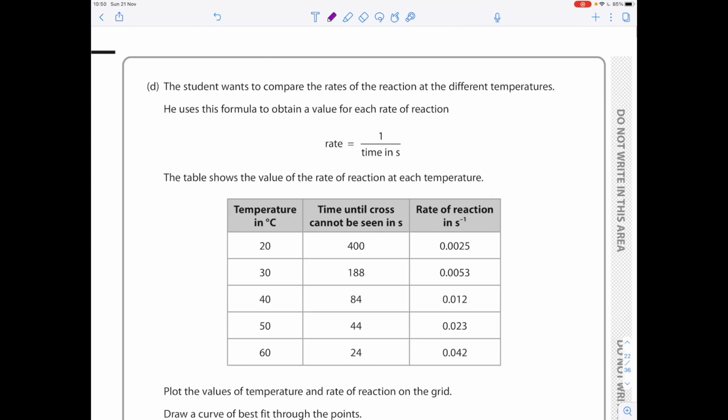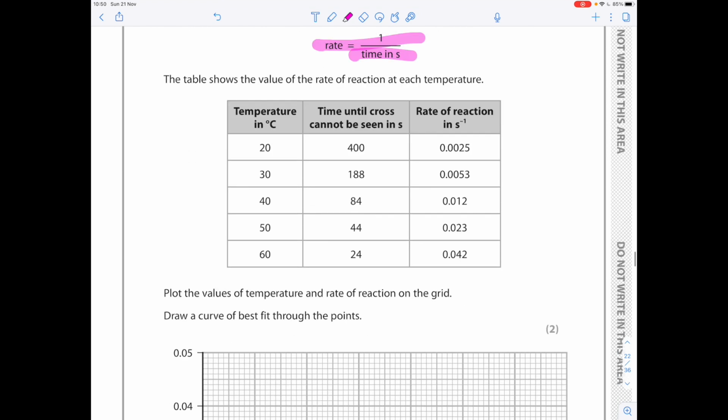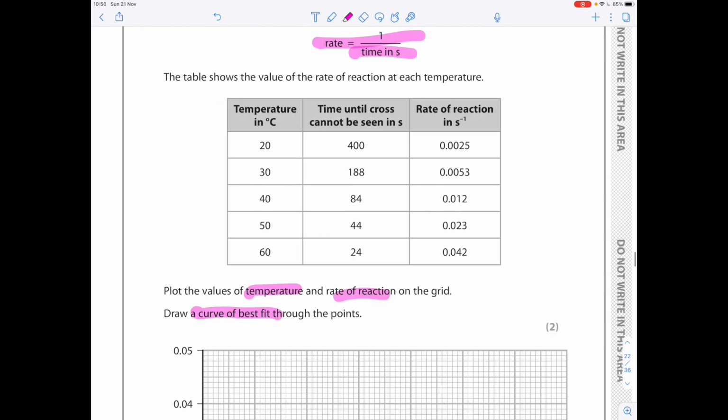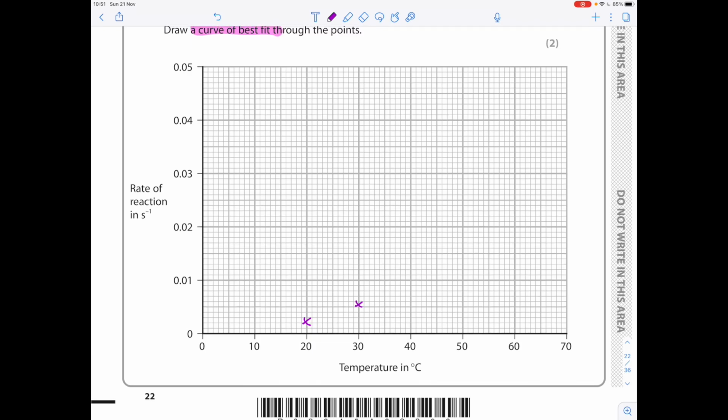The student wants to compare the rates of reaction at different temperatures. He uses the formula to obtain a value for each rate of reaction. The table shows the value of the rate of reaction at each temperature. Plot the values of temperature and rate of reaction. Draw a curve of best fit. So at temperature 20 degrees, we've got a rate of reaction which is 0.0025. That's down here. At 30 degrees, we've got 0.0053. At 40 degrees, 0.012. 50 degrees, 0.023. And at 60 degrees, 0.042. Here's our curve of best fit.